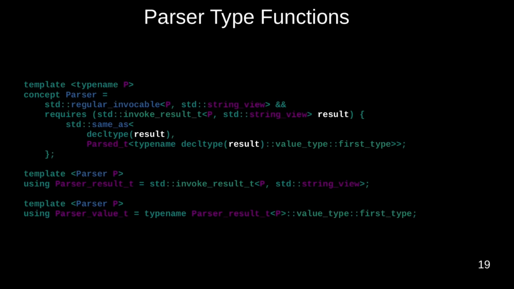But what's cool here, these are templates, but now we can constrain them with our concept. So instead of saying typename P, I'm saying parser P. So if you try to use this name with an int or something, it will fail to compile. Right, so that's a lot of new C++20 stuff.